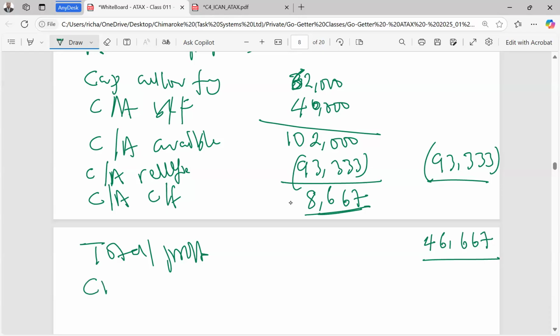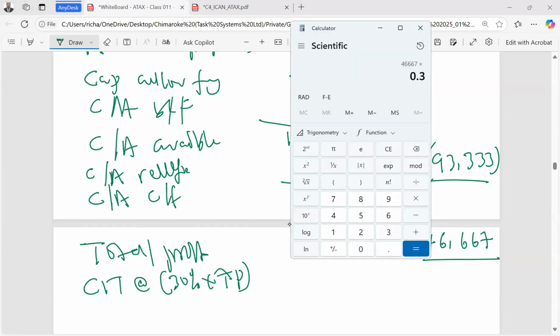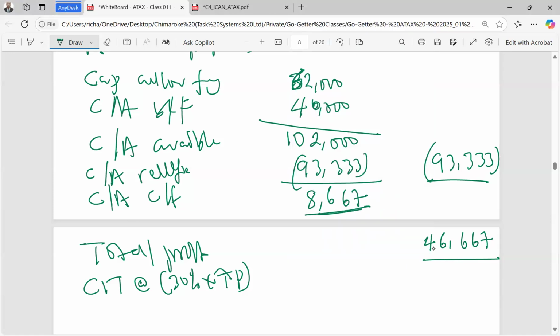Then your CIT at 30% of total profit. What would that be? You just multiply this by 0.3. That will give you 14,000. Write it down here.